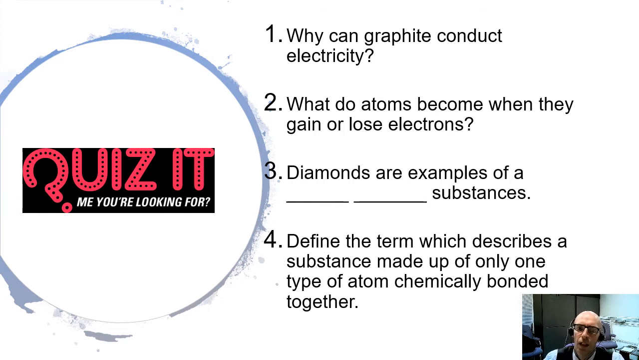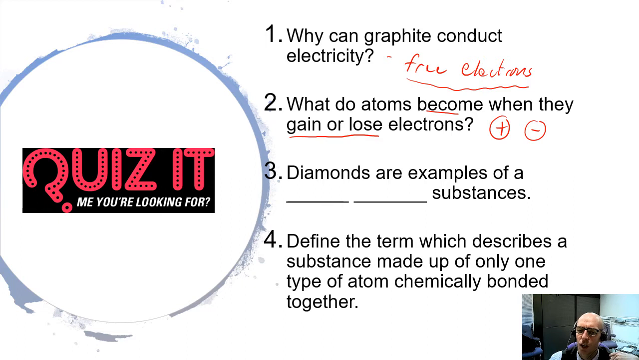And welcome back. Why can graphite conduct electricity? And we said in graphite there were 3 bonds, but there were 3 electrons. Some of the electrons, like in metals, they're free to flow around, and we'll know more about that by the end of today's lesson. What do atoms become when they lose or gain electrons? If you lose it, you become a positive, and if you gain it, you become a negative, and those are ions. So atoms become ions when they lose or gain electrons.